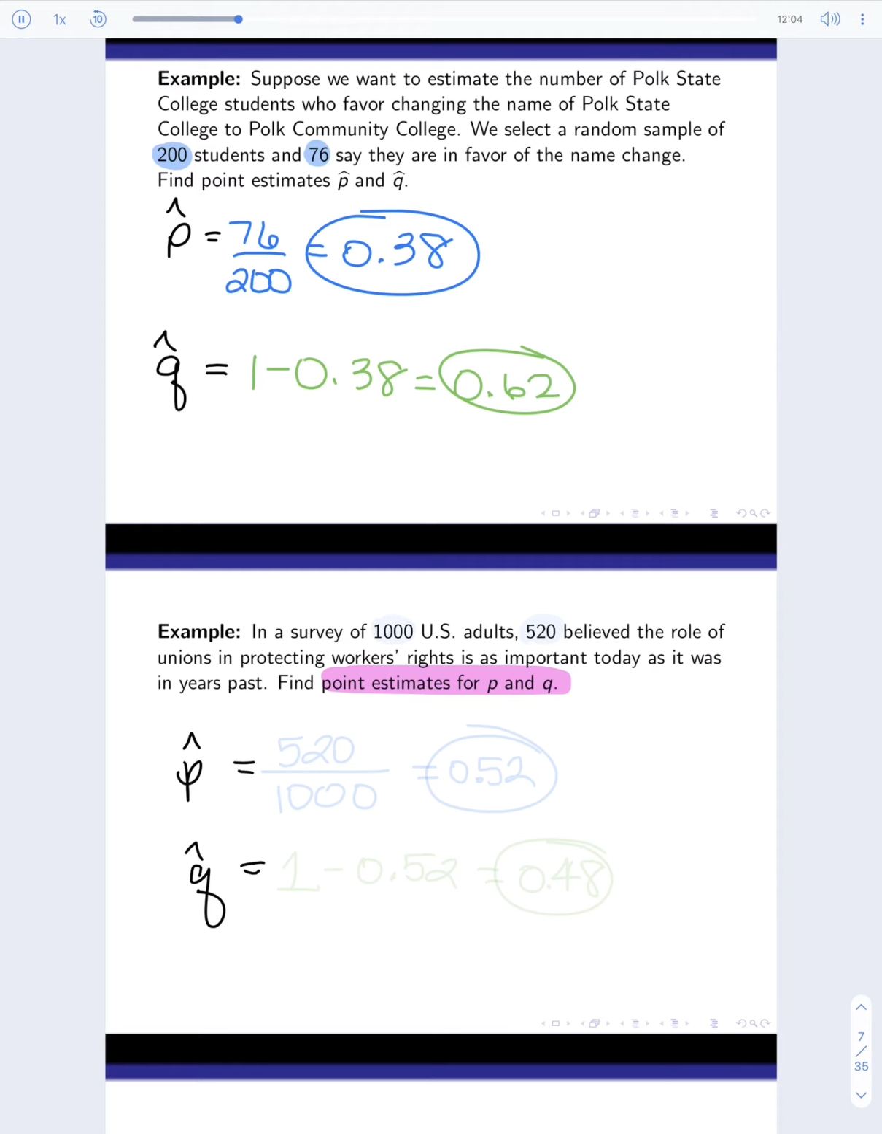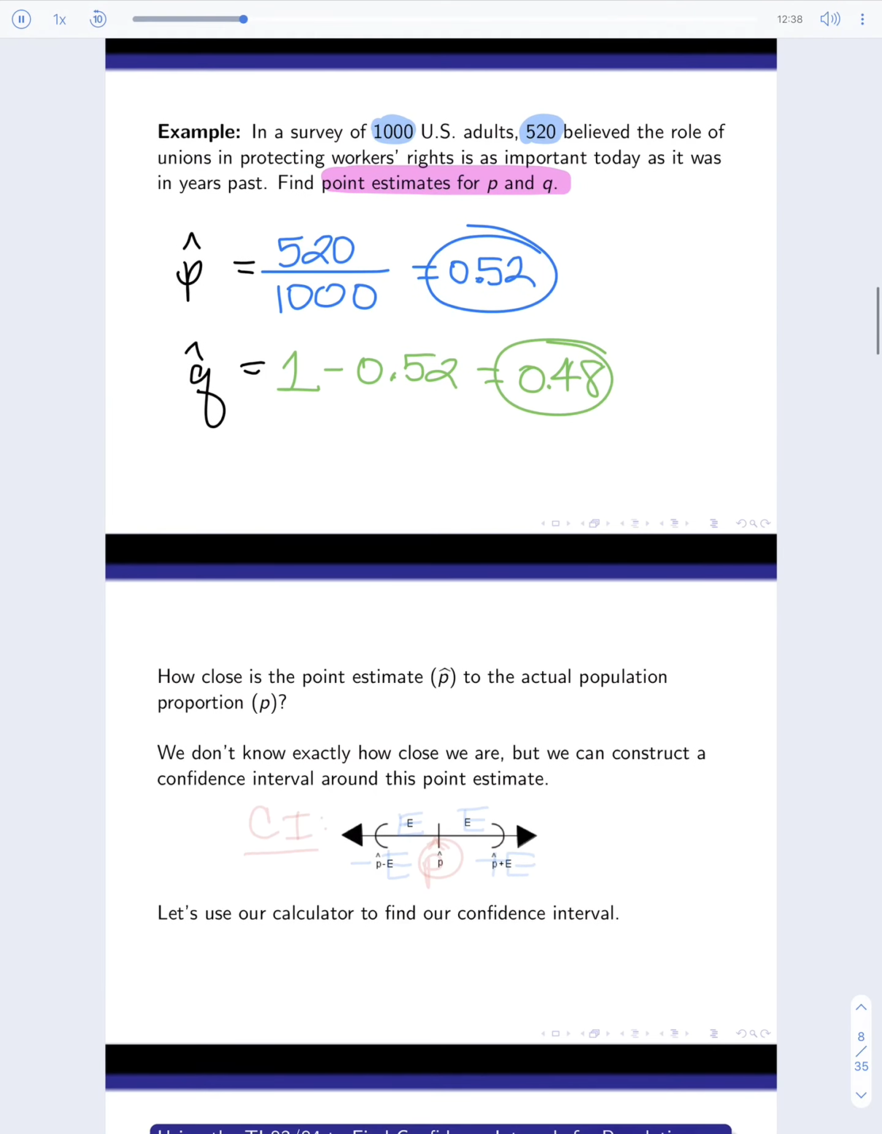Well, success is believing that the role of workers' rights is just as important today as it was in the past. So we'd start out with our 520 out of 1,000 as our proportion. So 520 out of 1,000 gives us 0.52 for our P hat. And then if we wanted to find our Q hat, remember P hat and Q hat have to add up to 1, so I can do 1 minus 0.52, which gives us 0.48 for our Q hat.